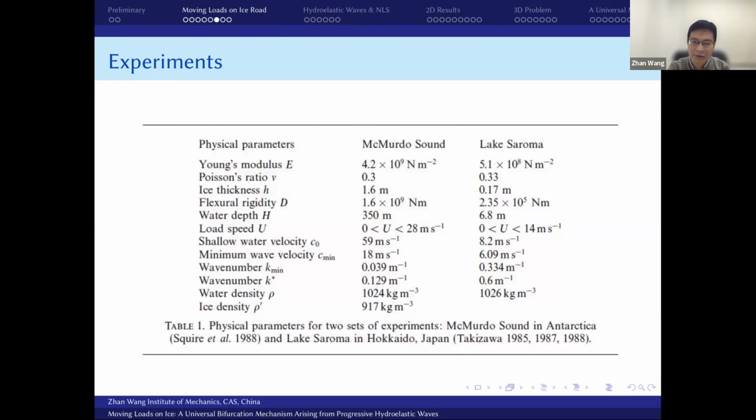In the deep water scenario, the thickness of the ice is 1.6 meters, and the water depth is 350 meters, and the critical speed is 18 meters per second.